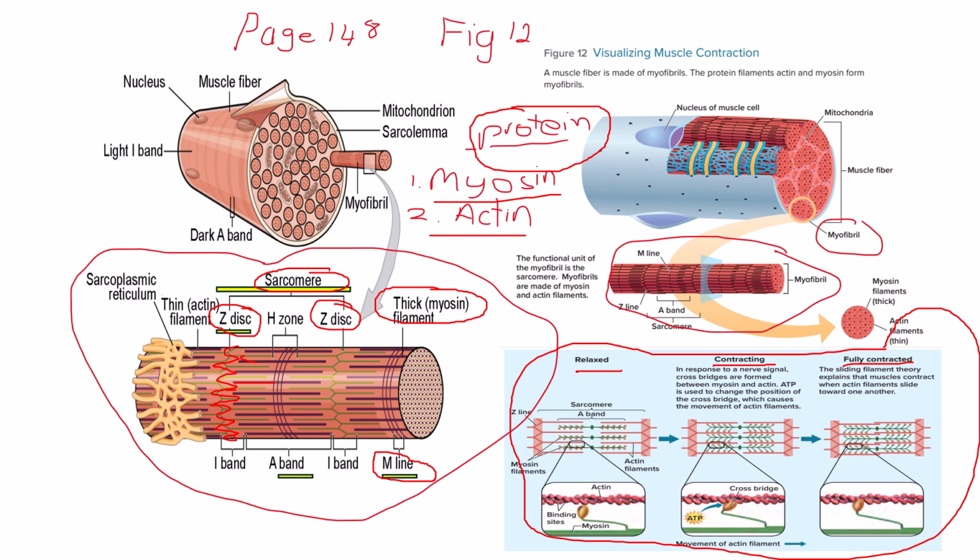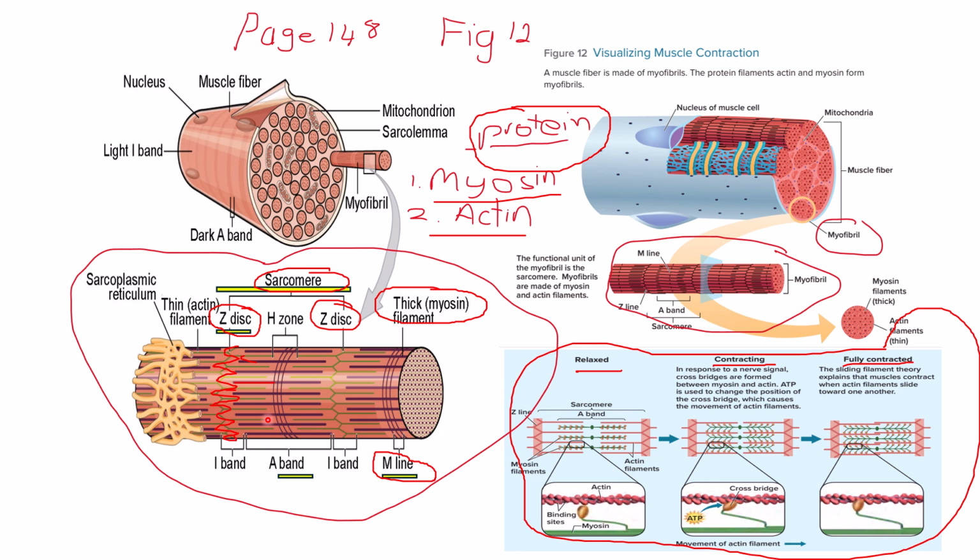Next is figure 12 from page 148, the structure of the muscle. Muscle is made of muscle fibers, and muscle fibers are made of myofibrils. Myofibrils are again made of actin and myosin. You need to know the sarcomere, which is the contractile unit of the muscle. The structure of the sarcomere is important. It consists of the Z line, M line, A band and I band.